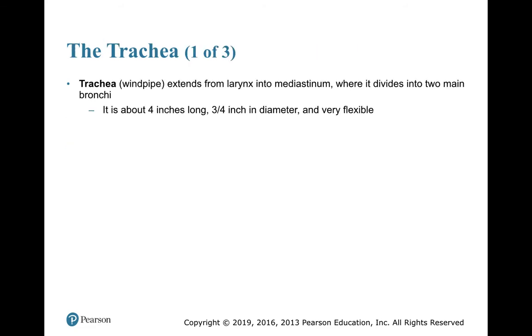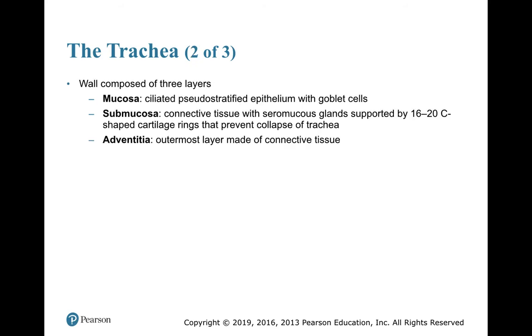Below that is the trachea, or the windpipe, which extends from the larynx to the mediastinum, where it divides into two main bronchi. It's about 4 inches long and 3/4 of an inch in diameter. It is very flexible. Its wall is composed of mucosa, which is ciliated pseudostratified epithelium with intermittent goblet cells. The submucosa is connective tissue with seromucous glands that are supported by 16 to 20 C-shaped cartilage rings that prevent it from collapsing. And then there is an outermost layer of adventitia that is connective tissue.